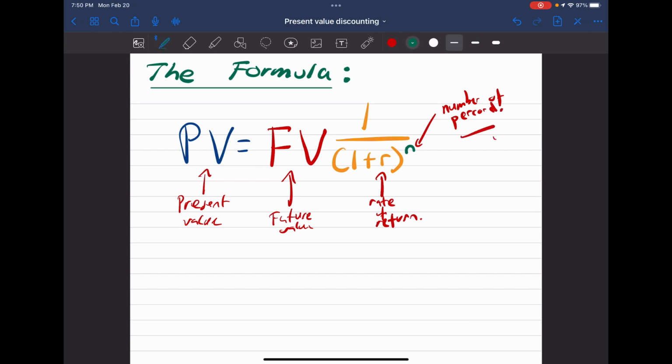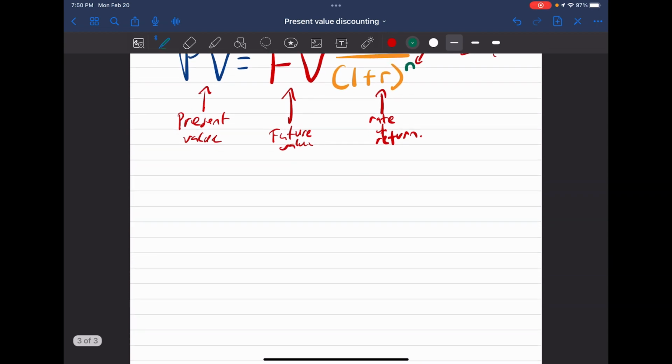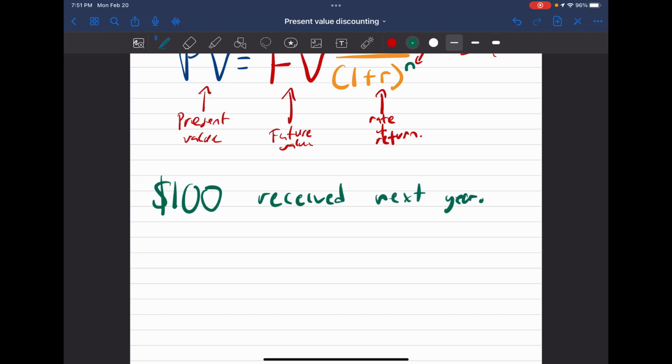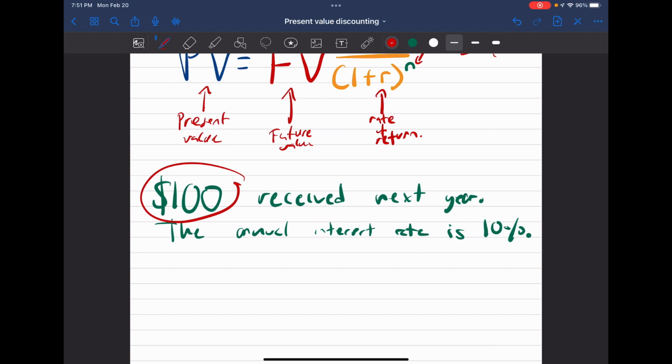So I have an easy example for you. Let's say the question is, what is the present value of $100 received next year, and let's say the annual interest rate is 10%. Let's just give it 10%. So in this case, I'm going to break it down first. We're trying to find out what $100 that we will receive next year is equivalent to today.